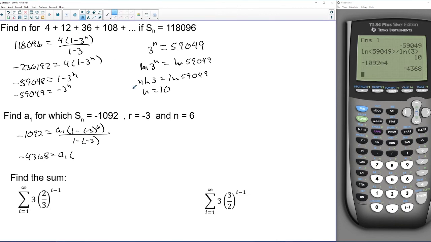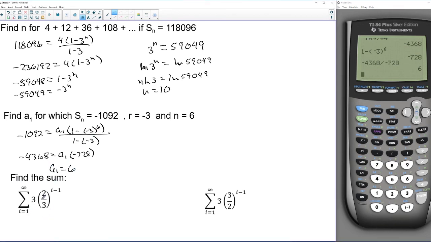We can do 1 minus -3 to the 6th. Oh, I didn't have a parenthesis over here. Should I delete that? There we go. -728. Well, now we just need -4,368 divided by -728. So a sub 1 is 6.